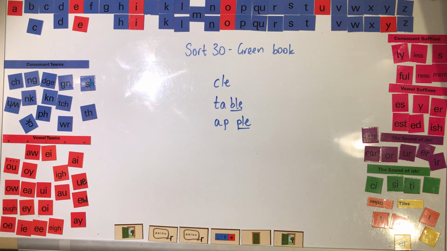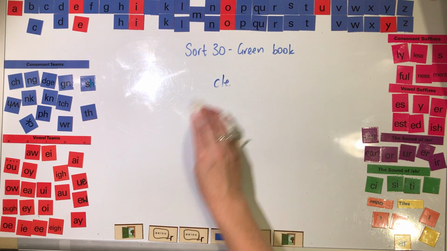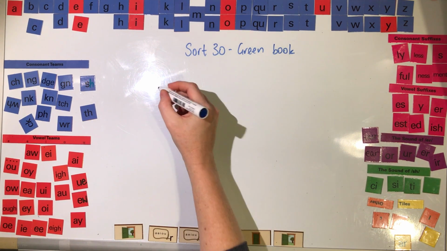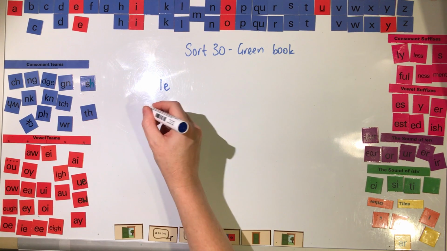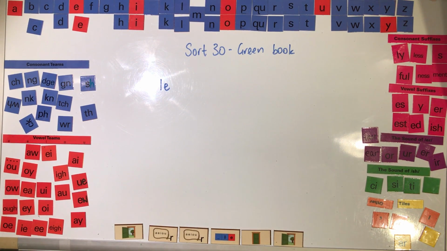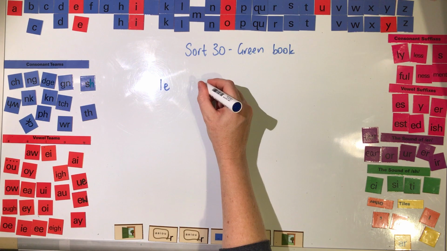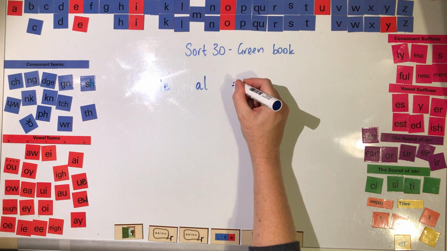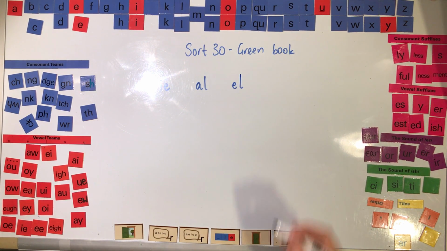So today we're going to look at some other endings that make the ul sound as well. So in those two words I just gave you, table, apple, LE makes the ul sound. So LE is one way we can make the ul sound at the end of a word. We can also have AL saying ul, and we can have EL saying ul, and IL saying ul.